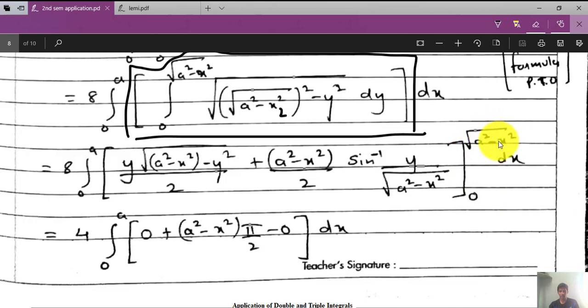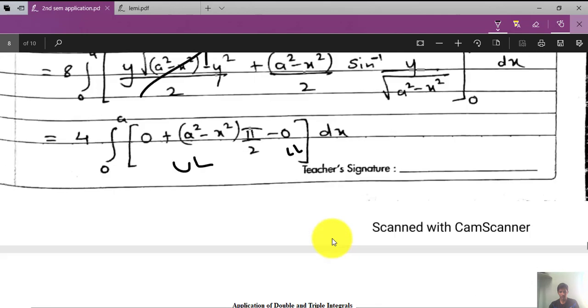If I substitute in place of y, this square and this square get cancelled, so obviously it turns out to be 0. I need not calculate this value; it turns out to be 0 for the upper limit. So here it is a square minus x square times sine inverse of 1, which is pi by 2, minus the lower limit, which is 0, with respect to dx, right?